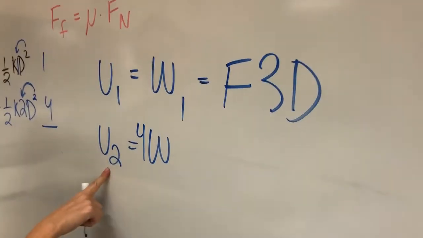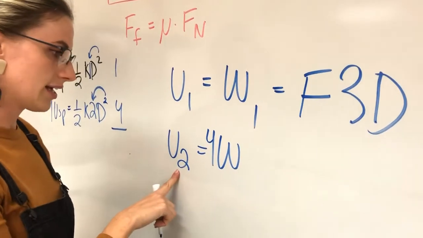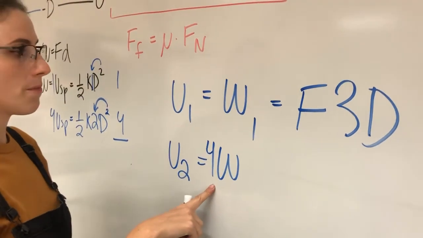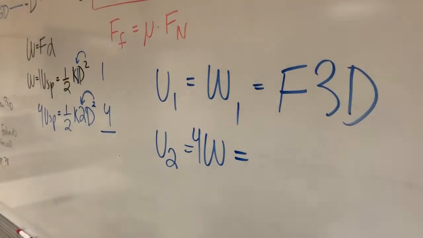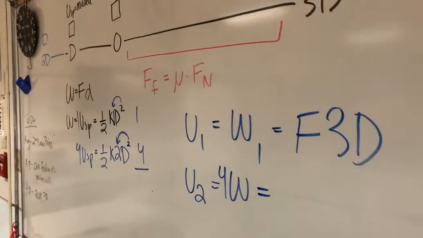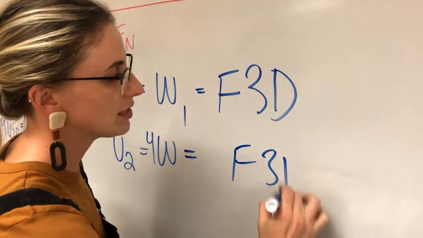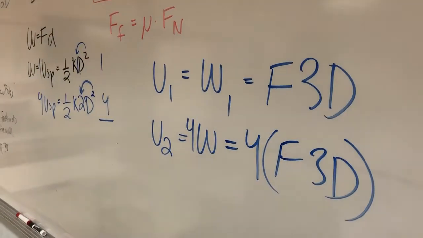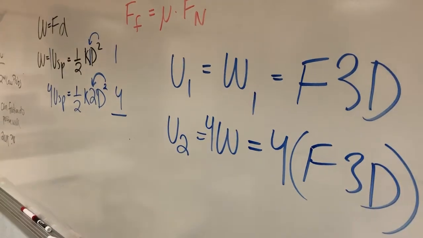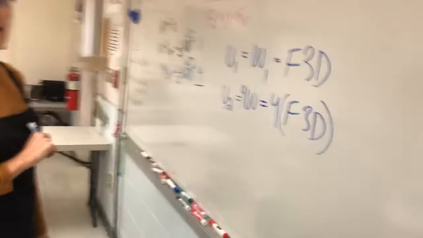So the work I do the second time is going to be 4 times as much as the first time, because it's got 4 times as much energy. So that means that what we've got here is going to be F3D, but 4 times as much. All right, and we got that over here. Okay, so now what?